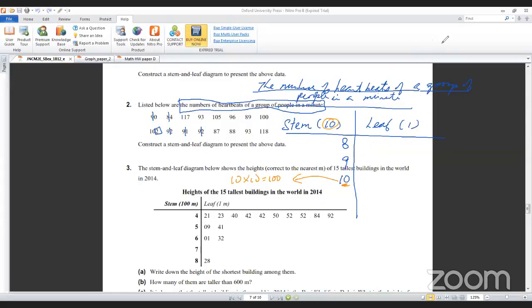Okay, and then you look at it, and then 8, 9, 10, 11. Now, in this case, for the next one, this one represents 110. Okay, 11 times 10.